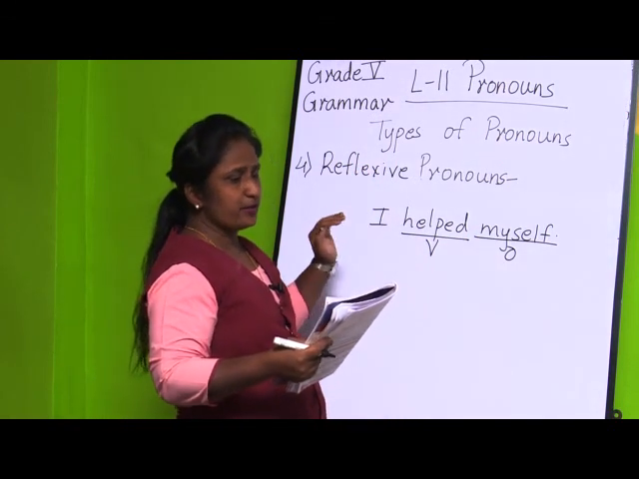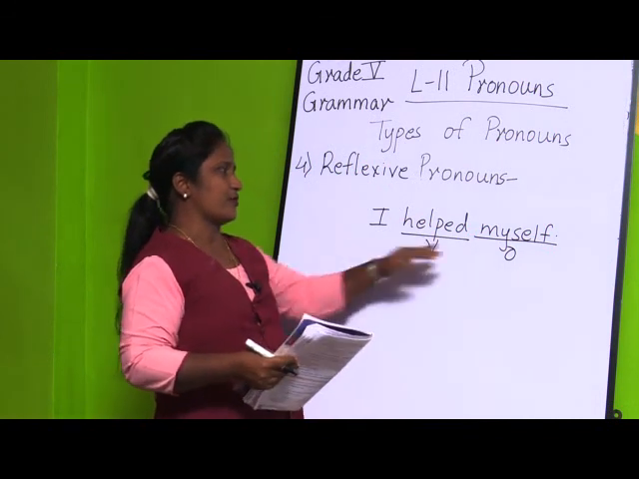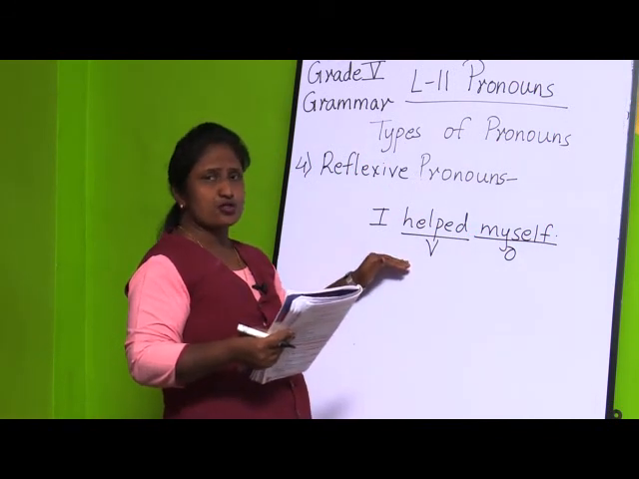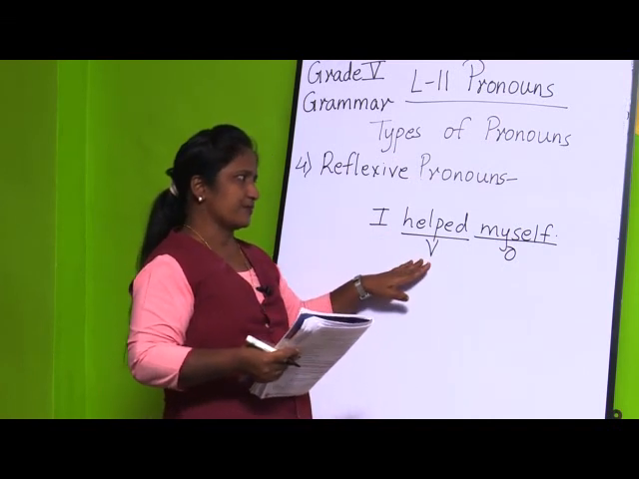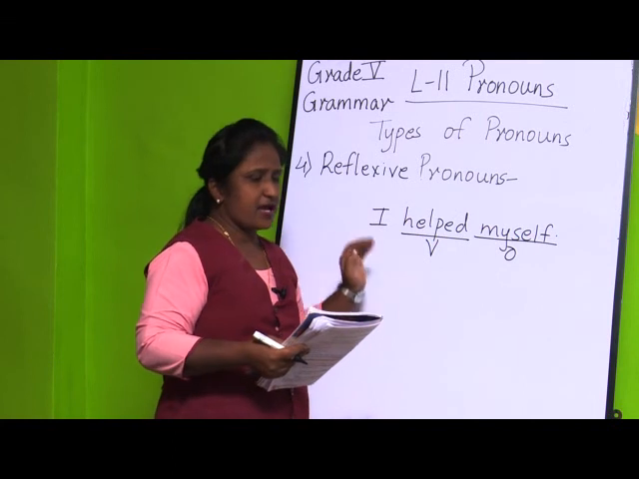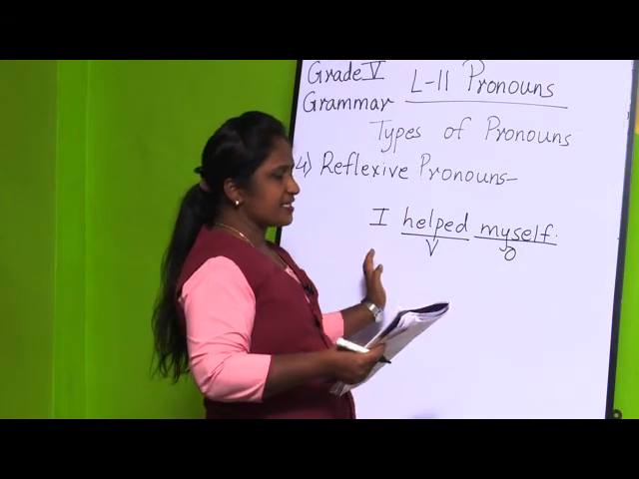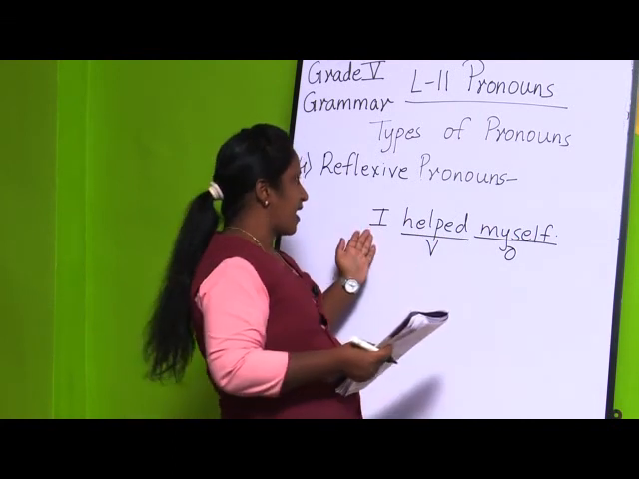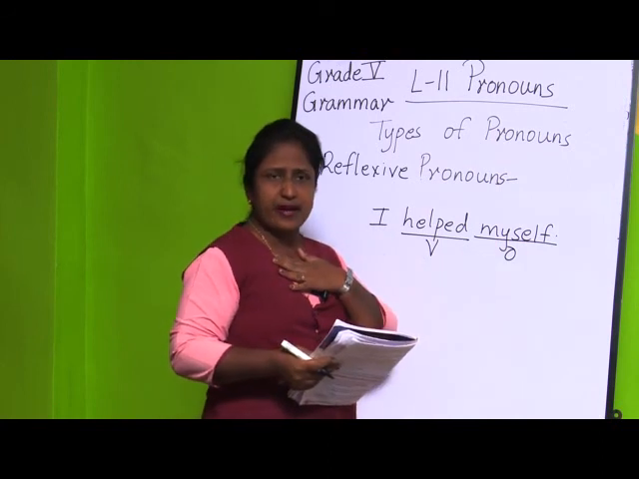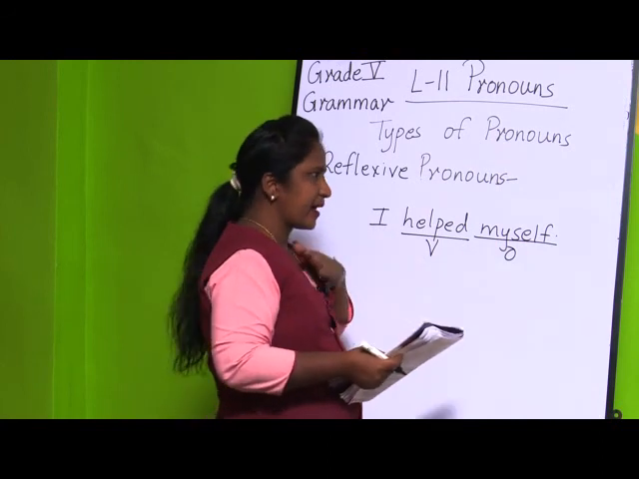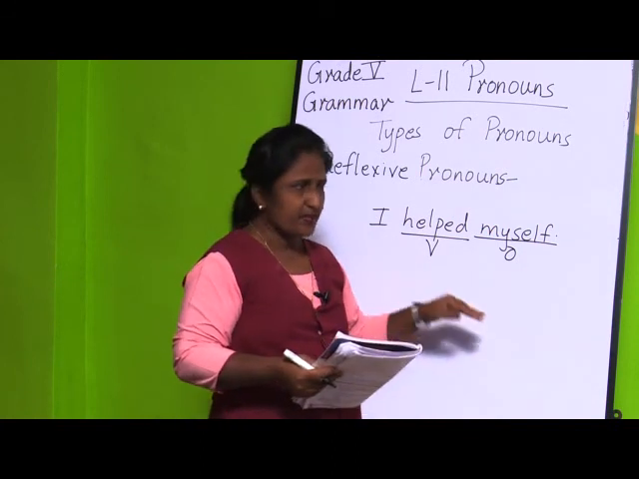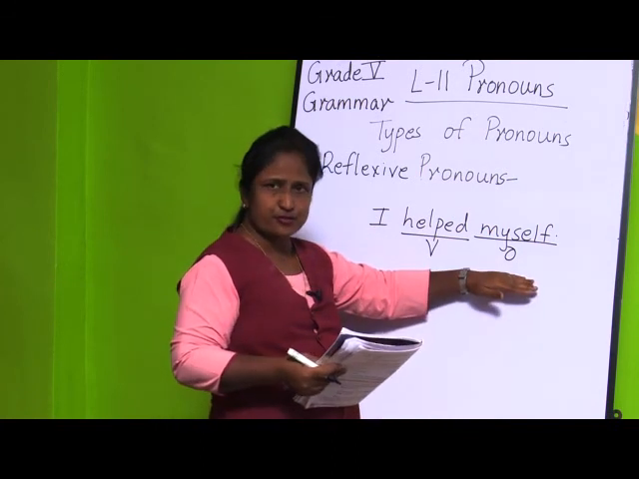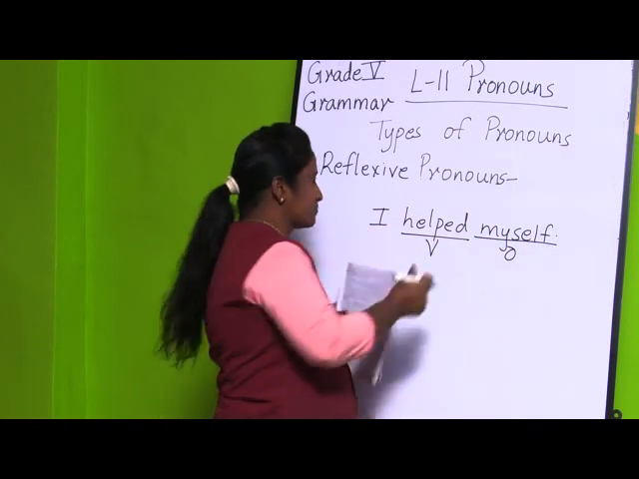So they are used when the object of the verb is also the subject of the verb. See, I helped myself. Myself and I stand for the same person. I and myself: my reflection is what? I. My reflection is what? Myself. So the object is also the subject. Object may be subject also, like I is the subject.